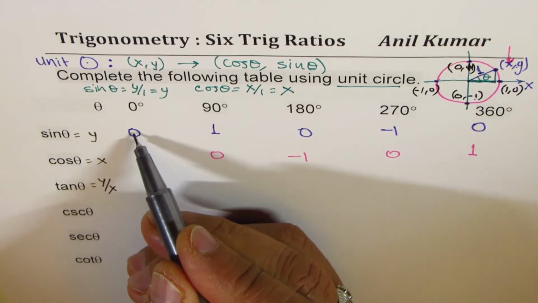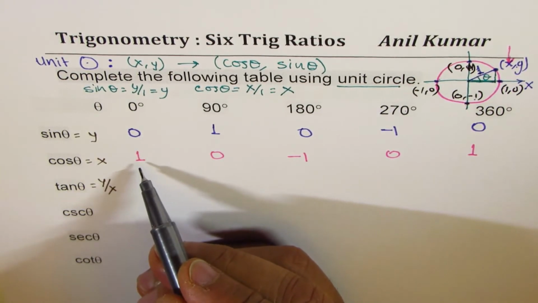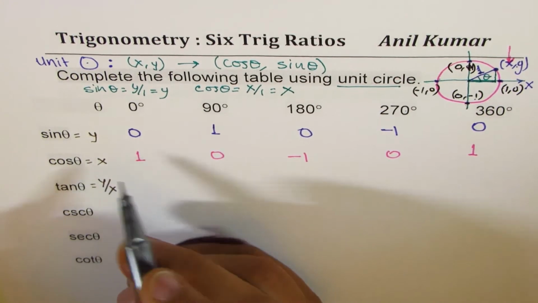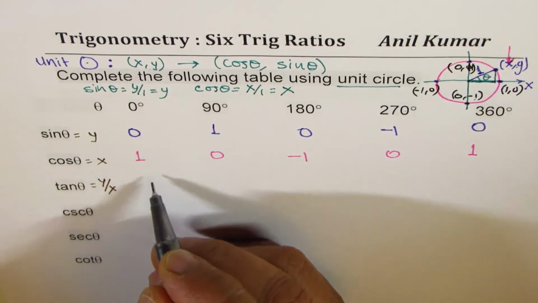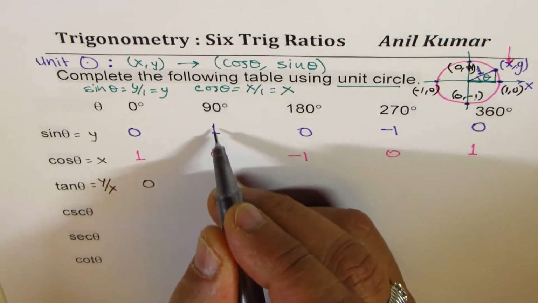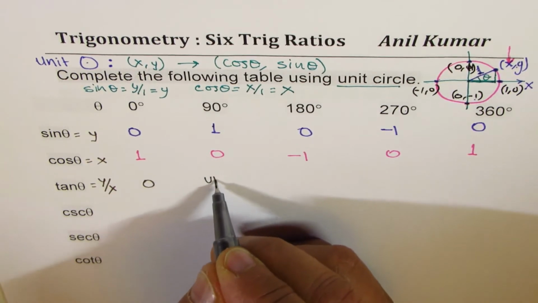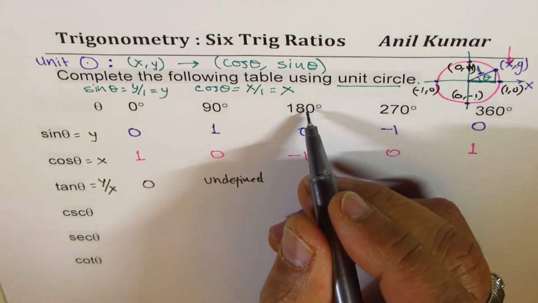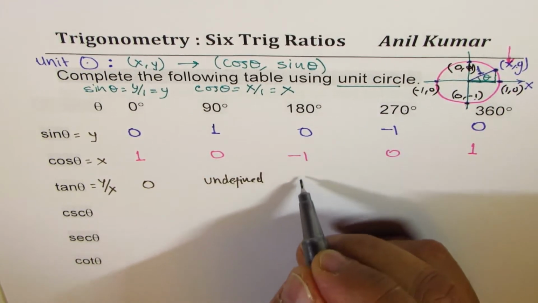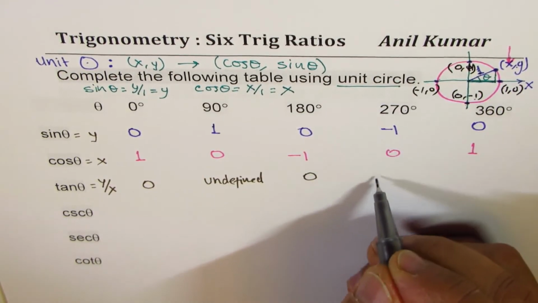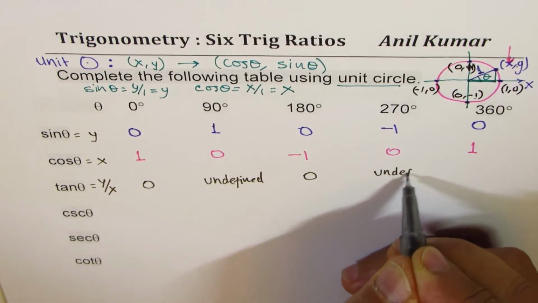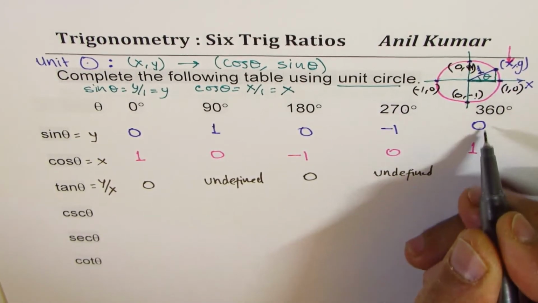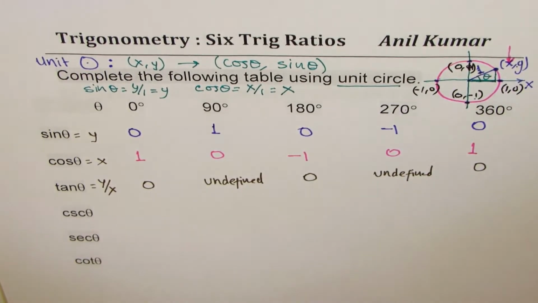Or you can divide 0 by 1. One and the same thing, correct? Sine theta over cos theta. So if you divide 0 by 1, what do you get? You get 0. 1 by 0 is undefined. And here 0 by anything is 0. Minus 1 by 0 is again undefined. And here you get 0. So those are the values for tan theta.